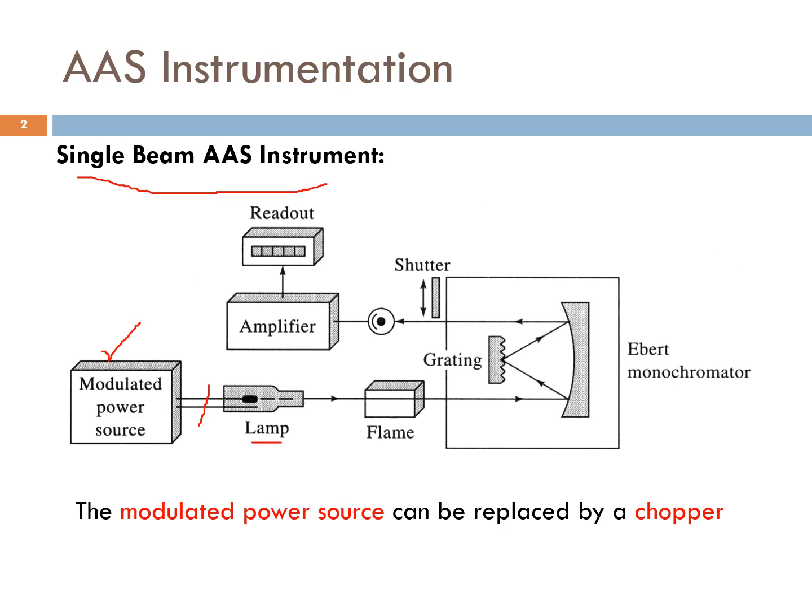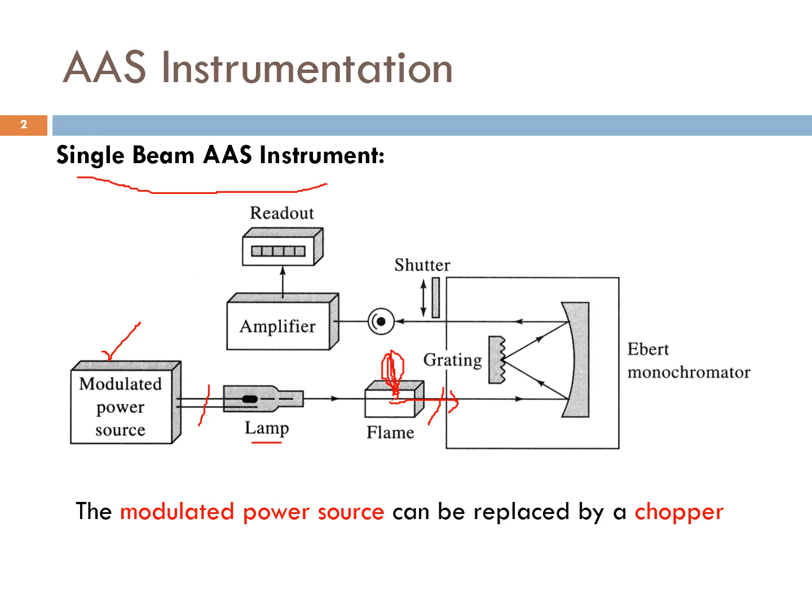Kenapa kita perlu switch the source off dan on? Ini adalah untuk differentiate or to distinguish the radiation from the source and also the radiation from the flame here. As you can see, due to the high temperature of the flame, the atoms inside the flame can also become excited, and when they go down from excited state to ground state, they will emit a photon or radiation. So this emitted radiation ni kita tak nak.